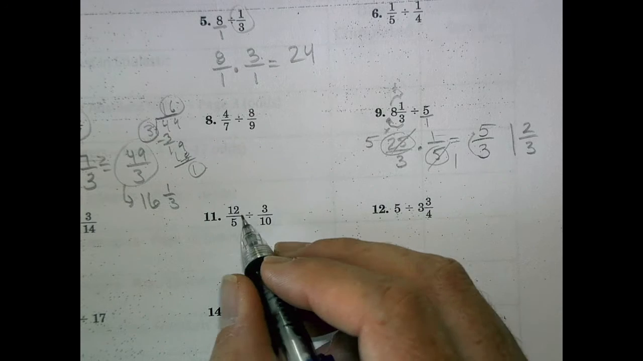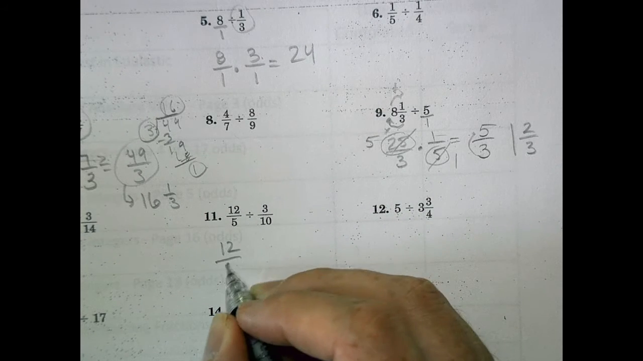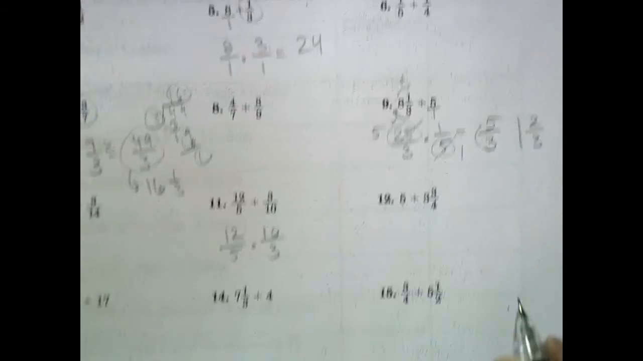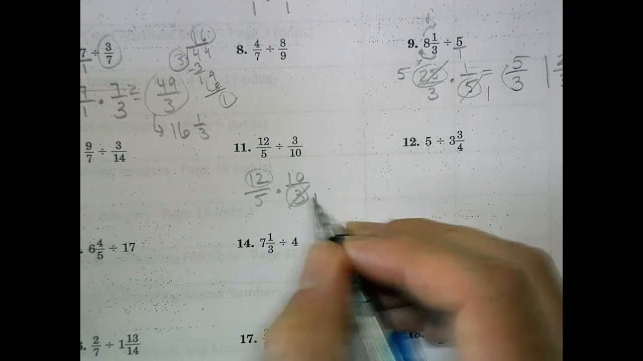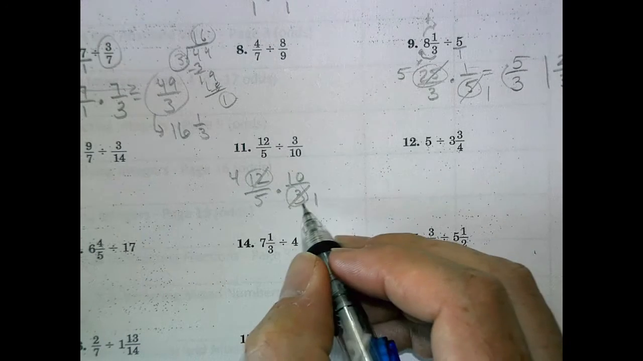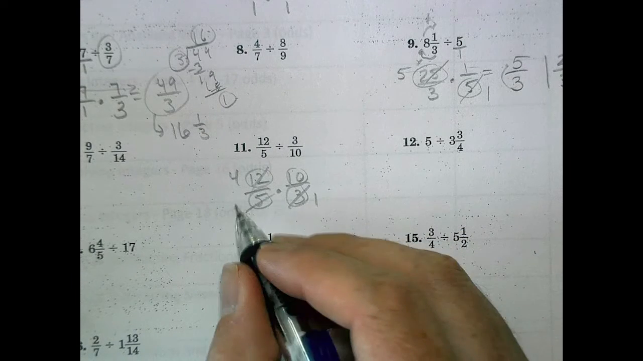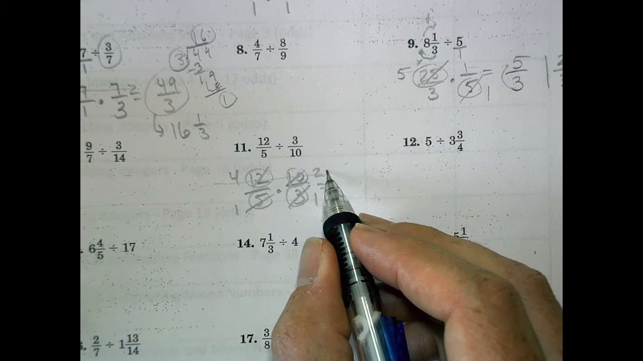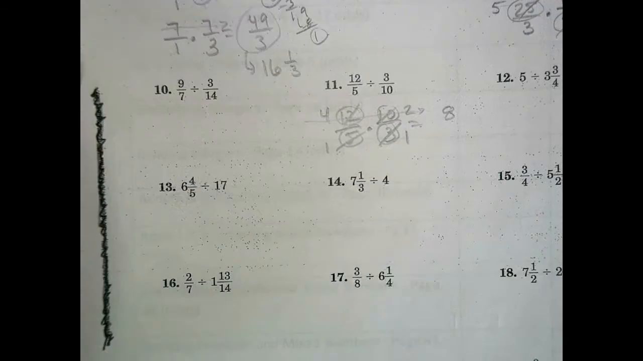Number 11, alright, nothing to change up here, so let's flip it and see if we can reduce it. We have 12/5 times 10/3. I sure can. Right here, 3 goes into 12 how many times? 4. There's 1 3 there. 4 3's there. How many 5's are in each of these? 1 5 there, 2 5's there. Straight across multiply. 4 times 2 is 8. 1 times 1 is 1, so I leave it as 8.